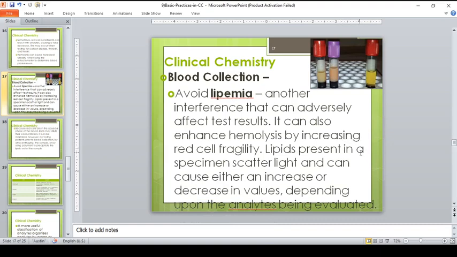Lipemia, okay? Another interference that can adversely affect test results is lipemia. It can also enhance hemolysis by increasing red cell fragility. Lipids present in a specimen scatter light and can cause either an increase or decrease in values depending upon the analytes being evaluated. So, just like hemolysis, lipemia can also lead to a false increase or false decrease in values of the analytes that are being measured.